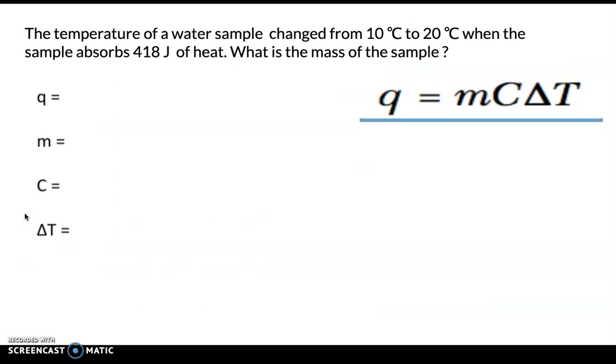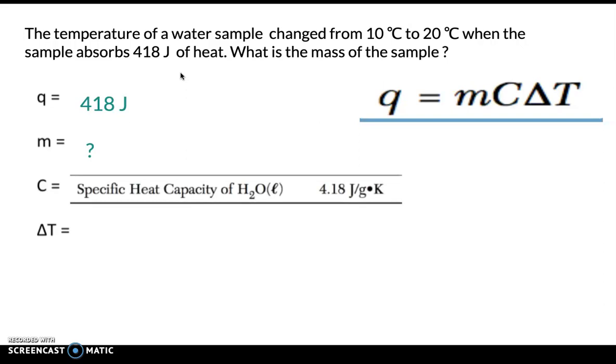And for our final question, try to see if you could pause the video and do it by yourself before continuing on. It states the temperature of a water sample changed from 10 degrees Celsius to 20 degrees Celsius. When the sample absorbs 418 joules of heat, what is the mass of the sample? So we actually know the heat here and we're looking for the mass. So this is going to be a little different from the questions that we did prior. The Q is equal to 418 joules. We don't have to find the heat in this question. They gave it to us. The M is what we're looking for. We're actually looking for the mass within this question.